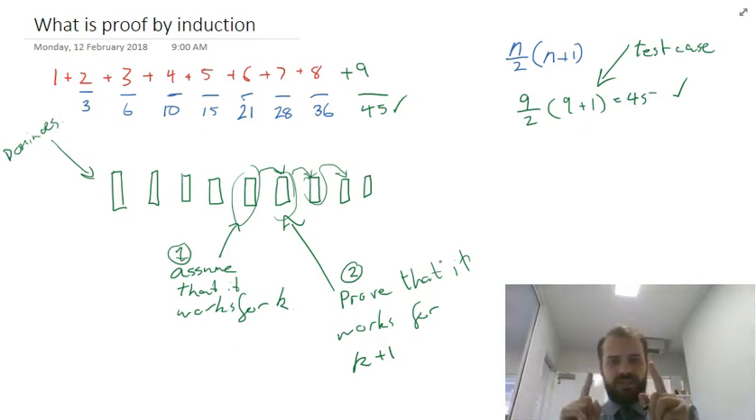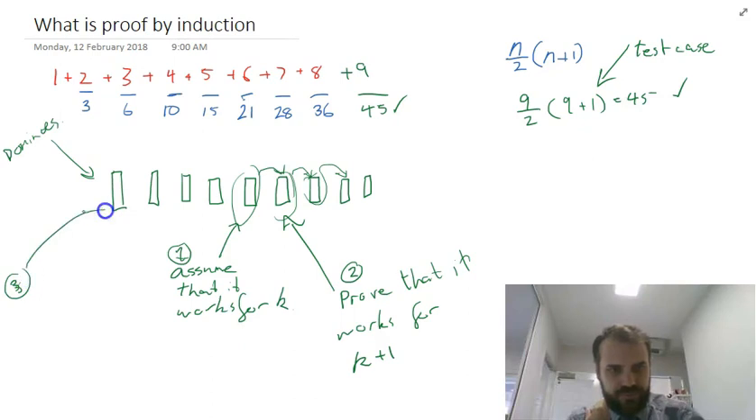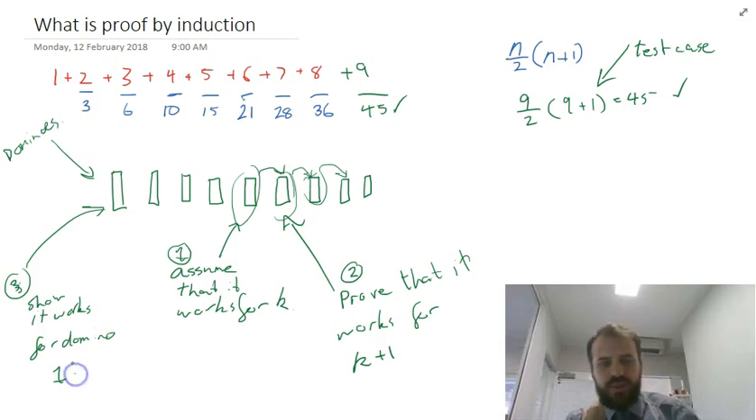Once we've got these, we just need to go to the end of the row and knock over the first domino. So then step 3, show it works for domino 1. Now, domino 1 is usually k equal to 1, but not always. I'll show you some instances where that's not true.